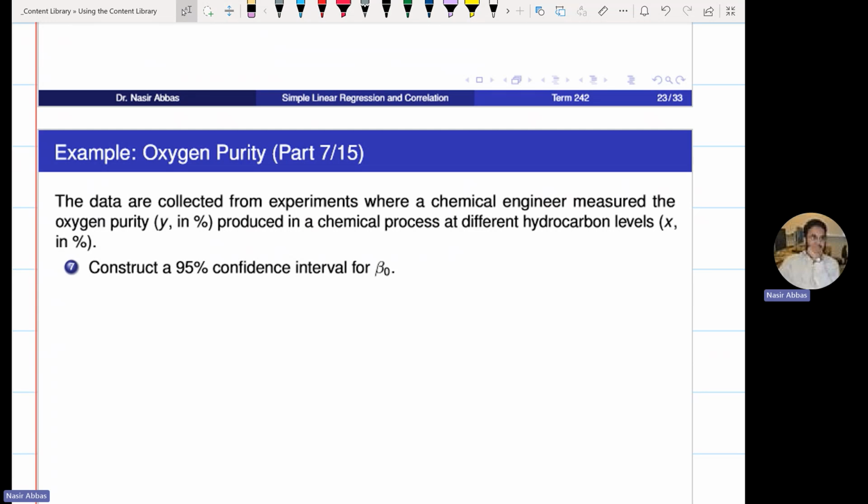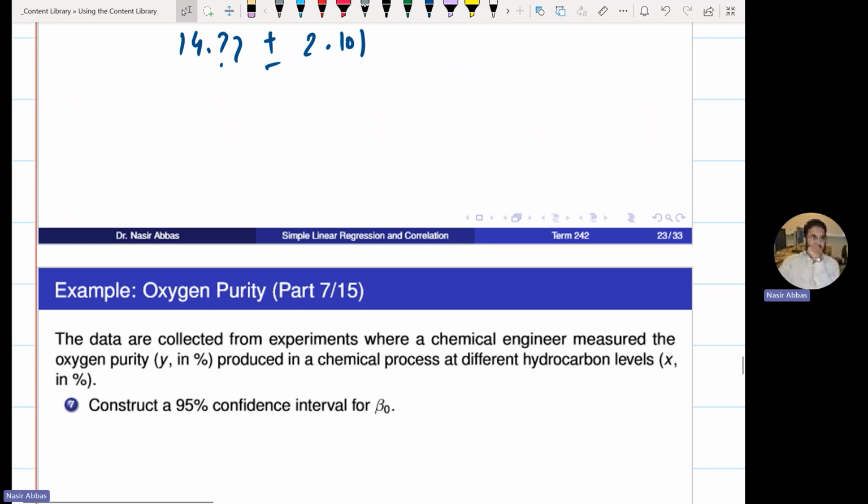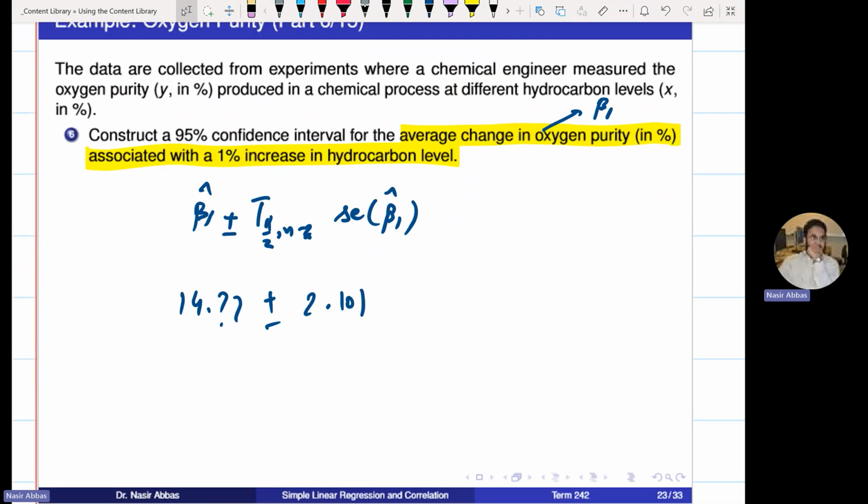I simply asked it in terms of beta naught. But if in the exam you get a question where X equals 0 is in the domain, they might ask you something like, construct a 95% confidence interval for the average value of oxygen purity when hydrocarbon level is 0. So that means beta naught. Here I cannot say that, because I cannot write beta naught as the average value of Y when X is 0. So I'll continue from example number 6 in the next class.